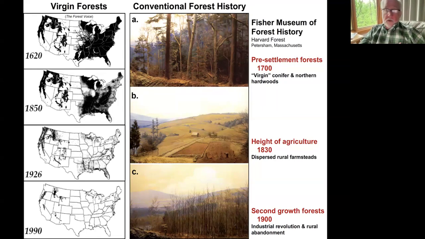We've been chopping down all the trees. And by the end of the 20th century, there's only the Boundary Water Canoe area, maybe up there in northeastern Minnesota, the Adirondacks, and nothing else pretty much in the eastern United States and much less in the West. So that's kind of the conventional view. And it's articulated at the Fisher Museum of Forest History at Harvard Forest in Petersham, Massachusetts. I highly recommend this museum.